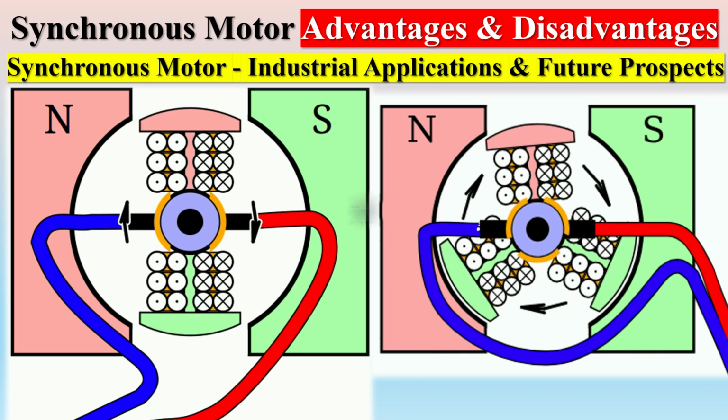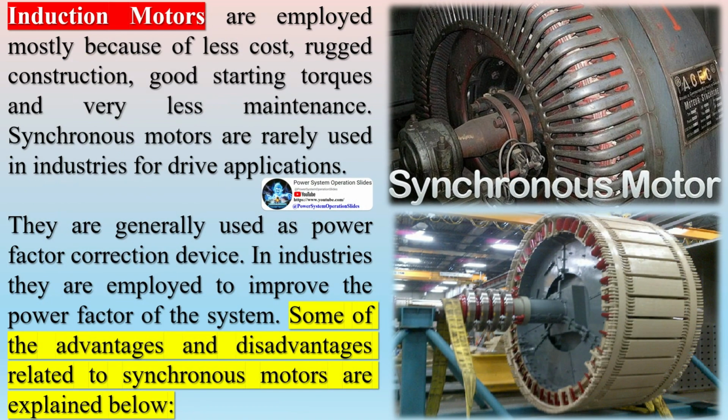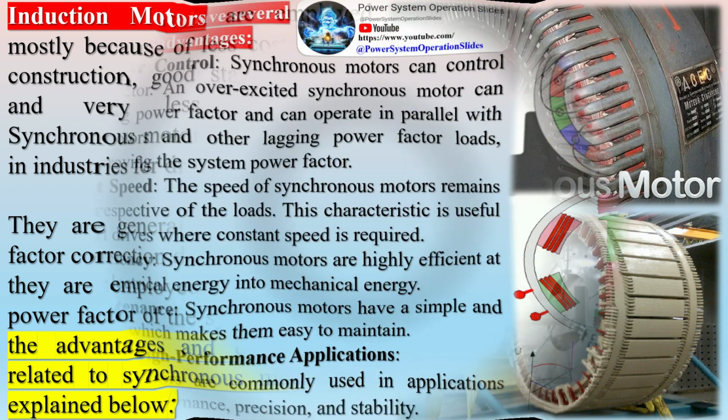Induction motors are employed mostly because of less cost, rugged construction, good starting torques and very less maintenance. Synchronous motors are rarely used in industries for drive applications. They are generally used as power factor correction devices. In industries, they are employed to improve the power factor of the system. The advantages of synchronous motors include constant speed, power factor control, and high starting torque.